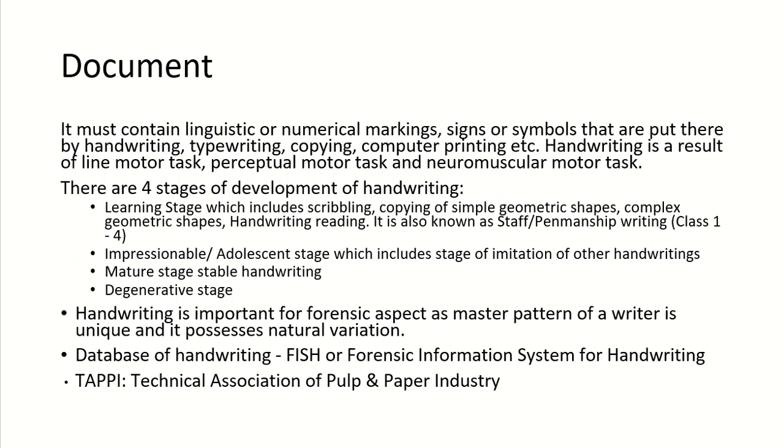So why is handwriting analyzed? So handwriting is a master pattern of a writer. It is unique and it possesses natural variation. What is natural variation? Even a name written by the same person, there is slight variation in it. So a writer cannot copy in exact manner of his own handwriting. So there would be slight variation. The pattern would be the same, but there is variation known as natural variation. The database of handwriting is FISH or Forensic Information System for Handwriting.